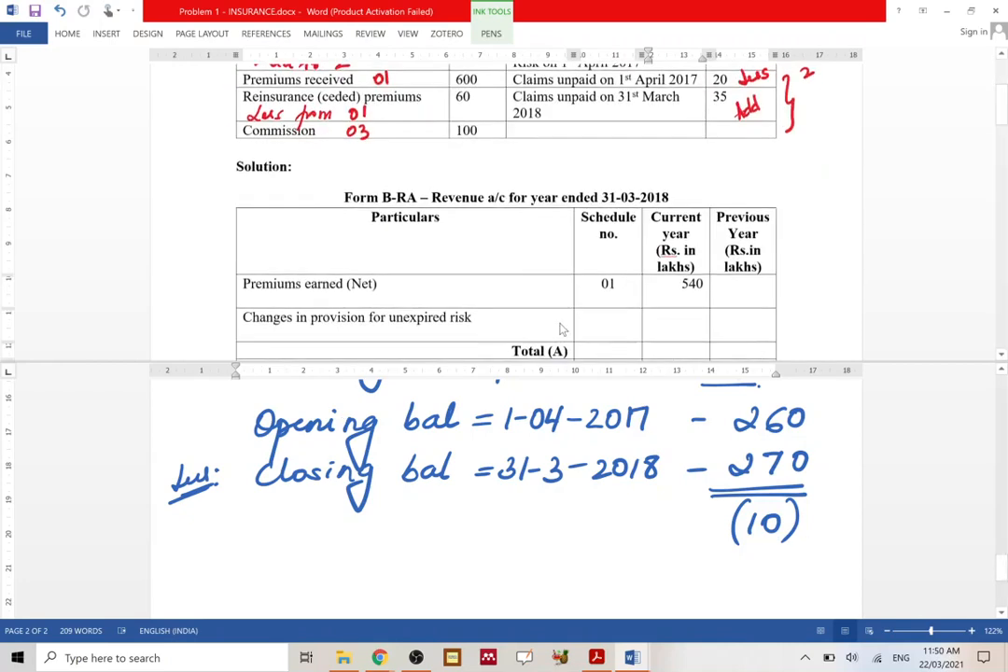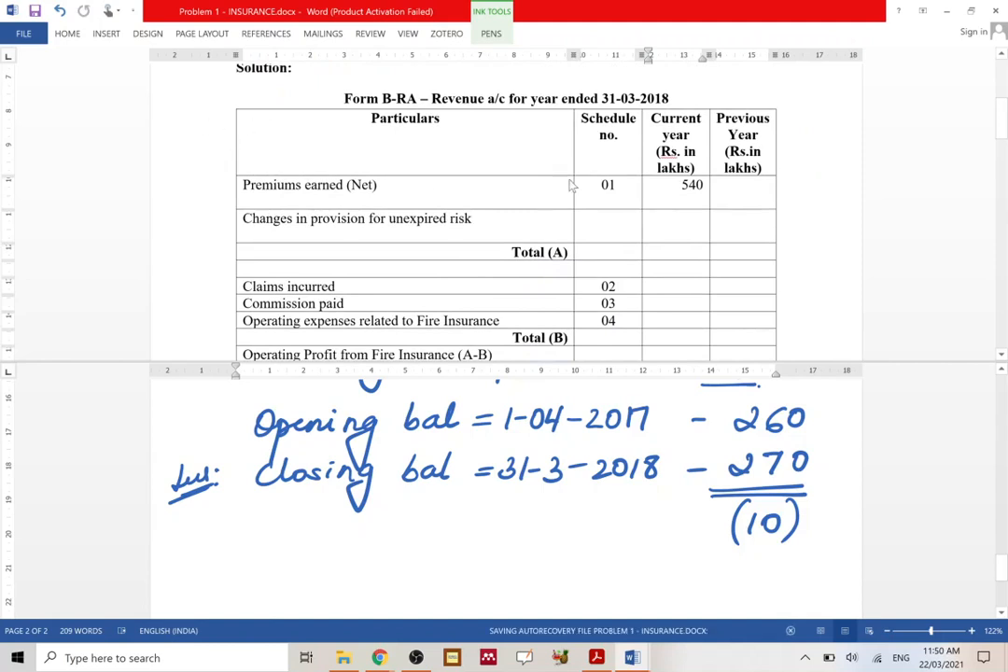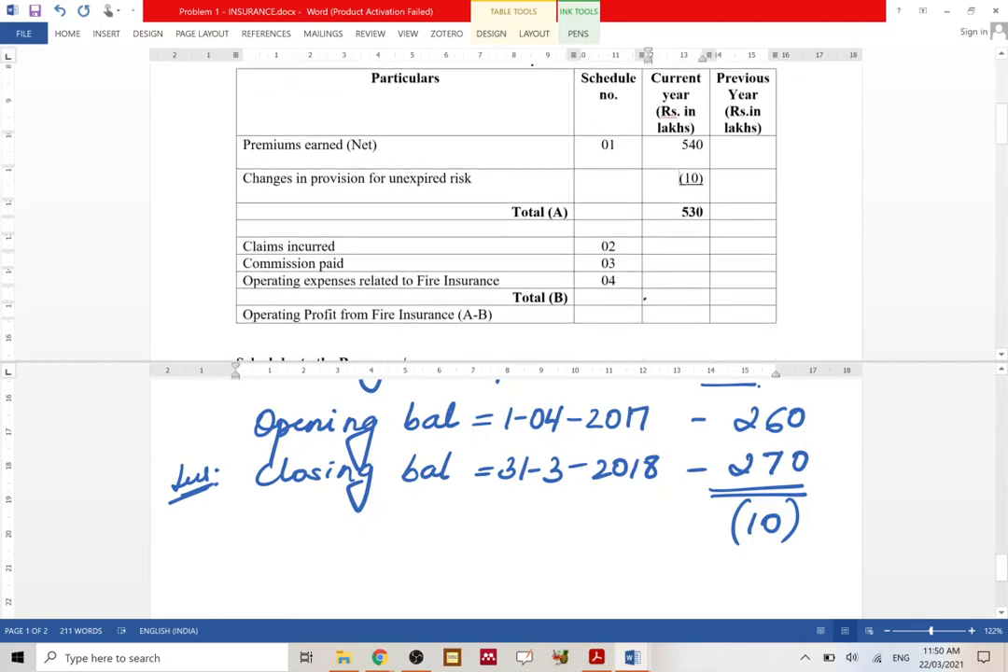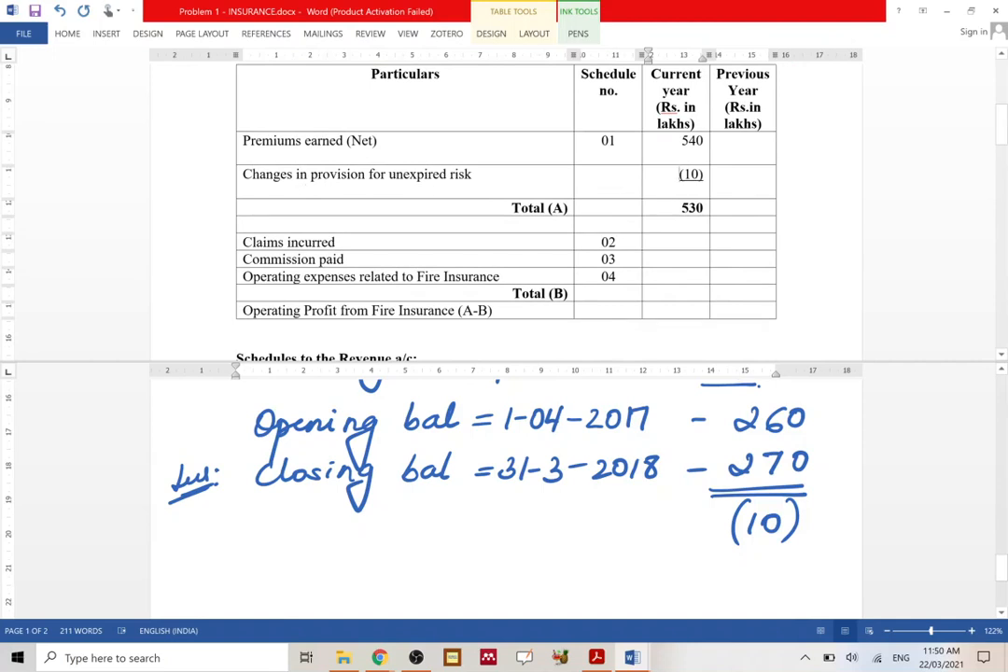10 lakhs. So what you need to do here is changes in provision for unexpired risk. Since we are minusing the provision, put it in the bracket, and this will give you 540 minus 10, which is 530. Clear so far? So we have calculated what is the difference. How much more provision for this year do we need to minus? So that is accordingly 10. Done? So we get the total of all the incomes, that is 530.